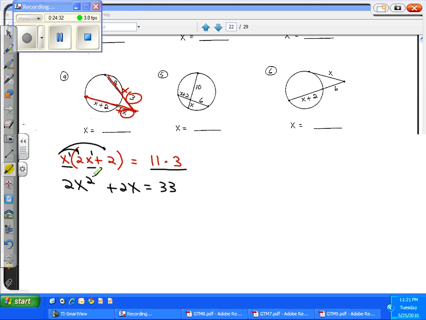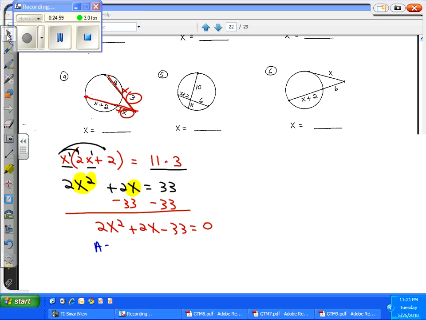We've got a quadratic. We know it's a quadratic because it's got an x squared. It has an x squared and an x, so there's two different names. We need to set it equal to 0 to put it in standard form of a quadratic. So we subtract 33 from both sides. That gives us 2x squared plus 2x minus 33 equals 0.